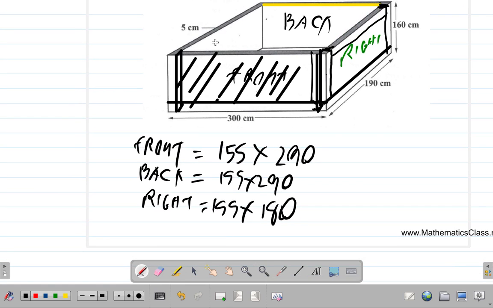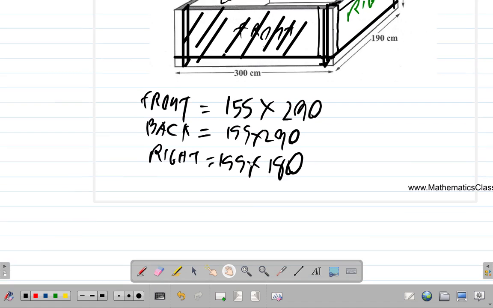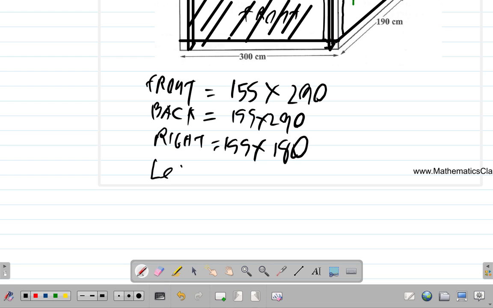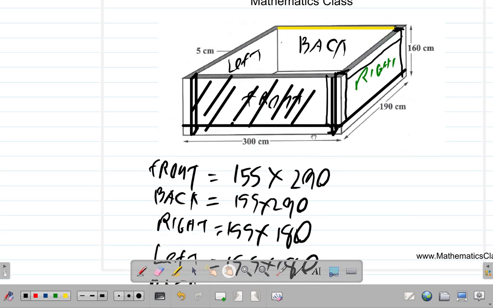The same argument applies to the left. The left hand part will be 155 by 180. You see? Then the base. The base will be 1 off.